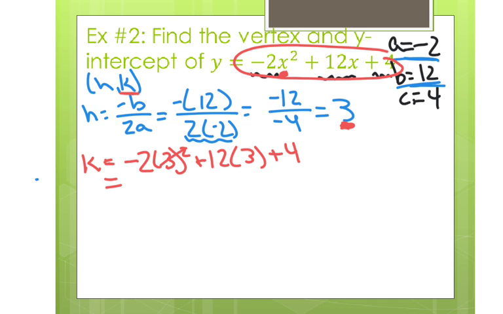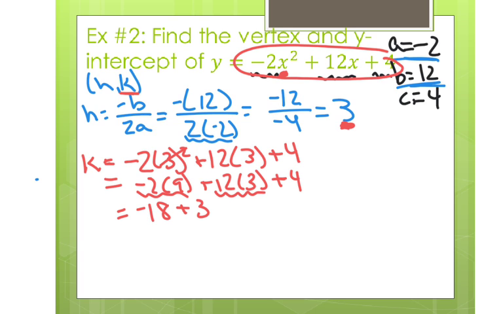So 3 squared is going to give me 9. So negative 2 times 9. Bring everything else down. And then negative 2 times 9 is negative 18. 12 times 3 is positive 36. Bring down my plus 4. Left to right, negative 18 plus 36 is positive 18 plus 4. 18 plus 4 is 22.